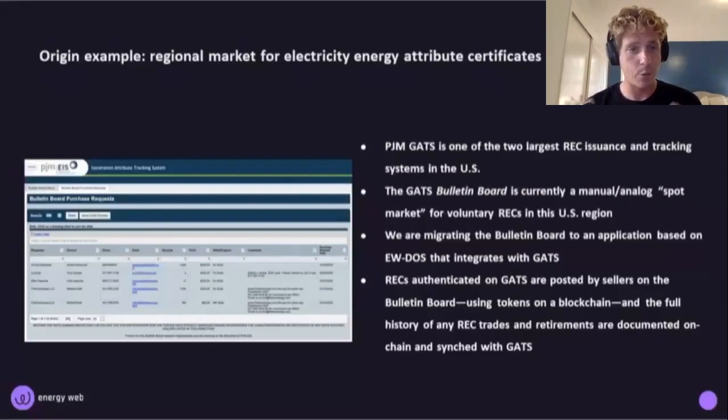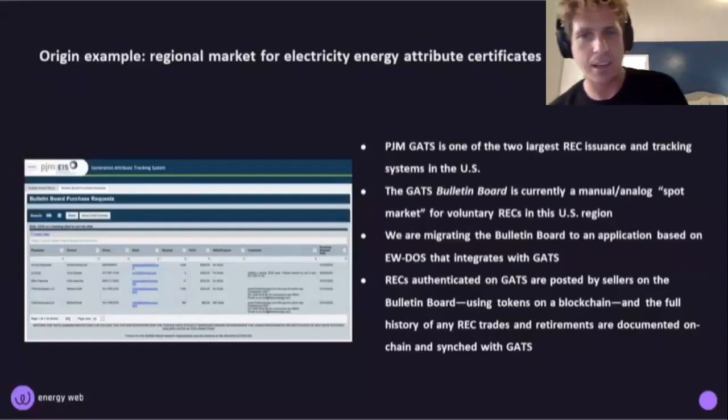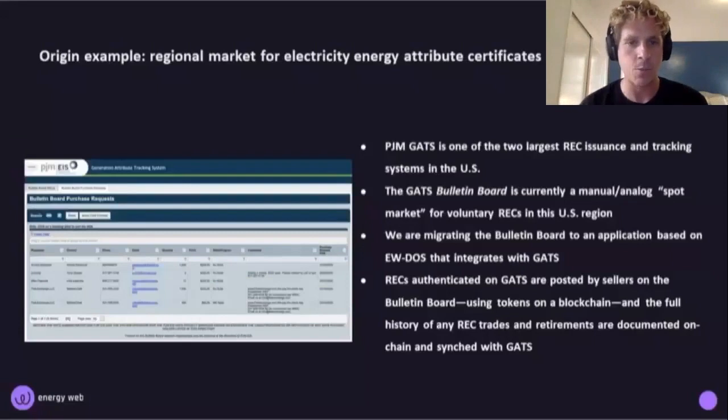I'd like to talk about briefly what we're doing with our partner PJM on the eastern side of the US. So PJM GATS, and I'm just looking at the attendee list, there's obviously a number of energy market participants who probably have hands-on experience with GATS. So it's one of the two largest renewable energy certificate issuance and tracking systems in the US. And part of GATS is something called the bulletin board, which is a relatively manual or analog, you could think of it like a spot market for voluntary certificates in that region of the US. So what we're working on with PJM is migrating the current kind of bulletin board architecture to an application that's based on the decentralized operating system and is fully integrated with GATS.